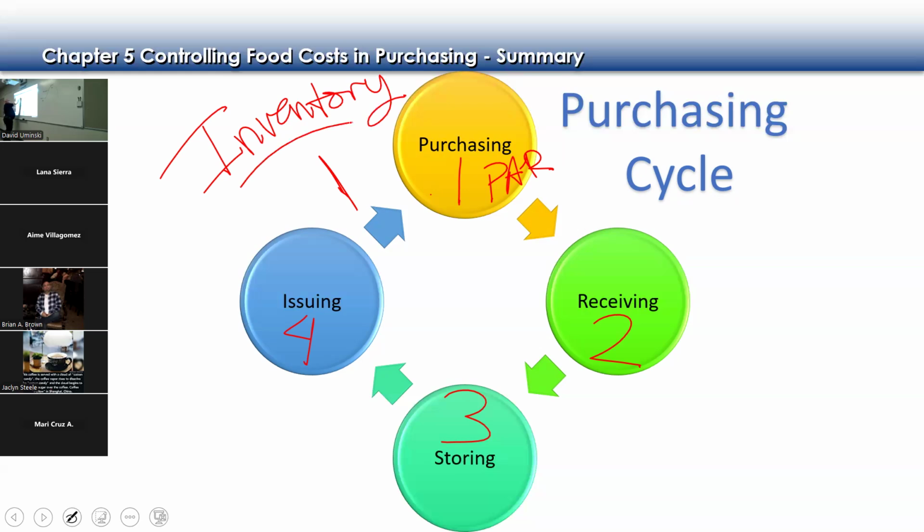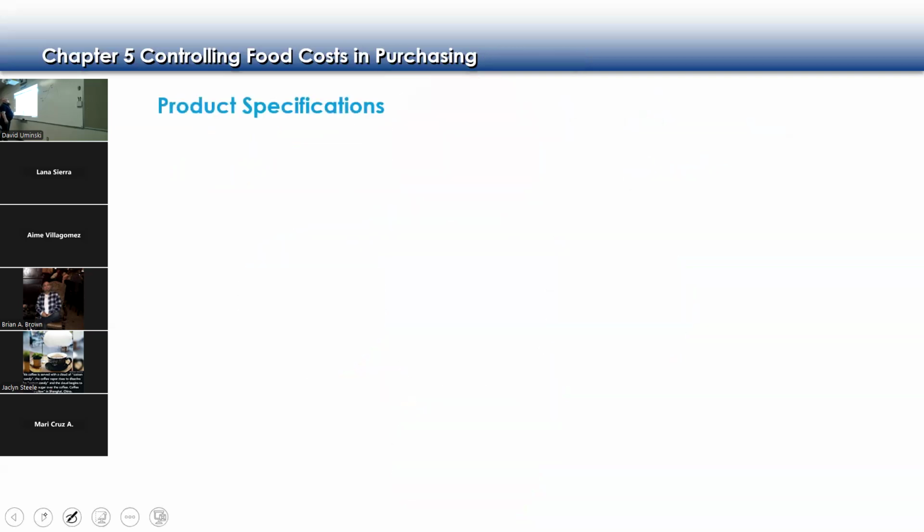We're going to take an inventory of what product we have and what product we have to replace. Okay. And our goal is to get up to par. When we are ordering, we want to make sure we know what the product specifications are.